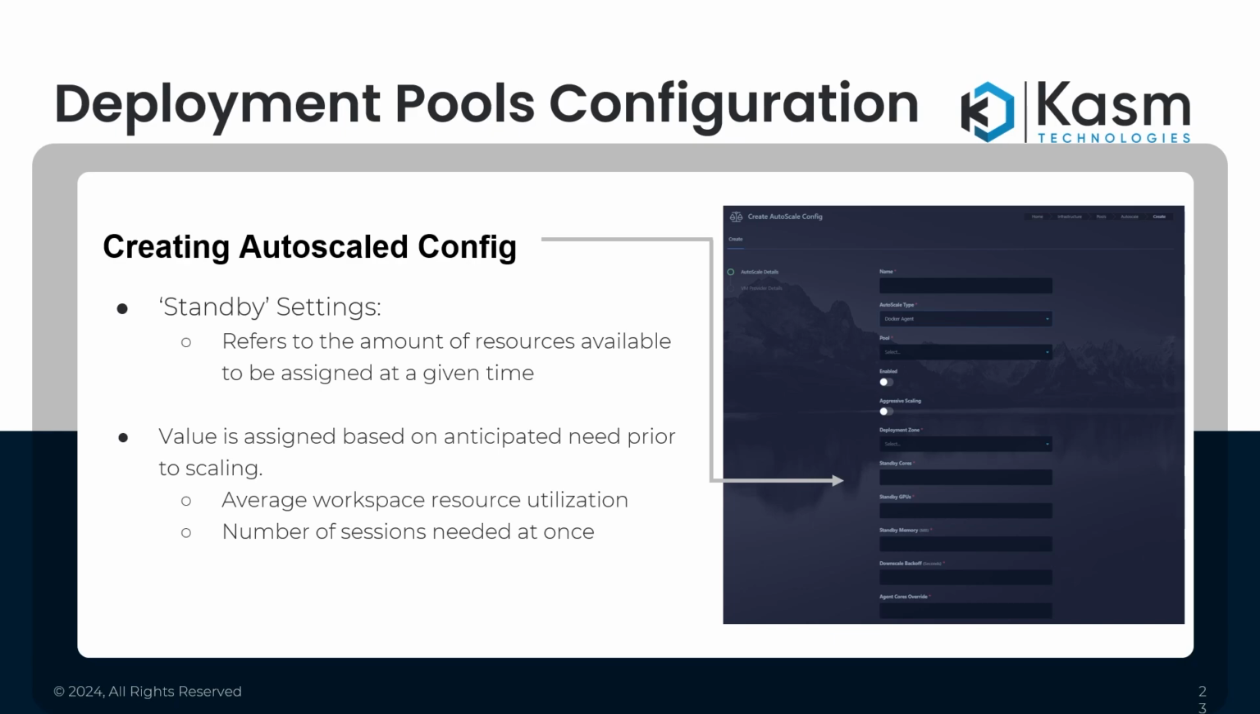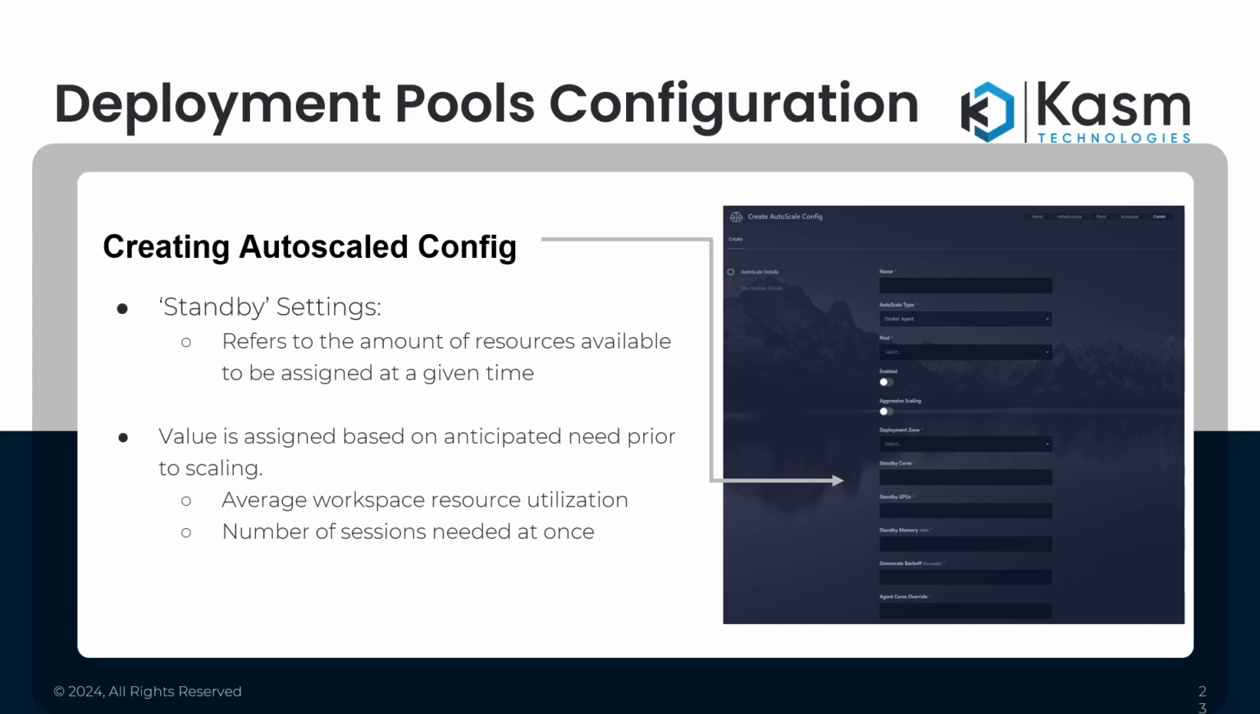The first type of setting is called the standby settings. This refers to the amount of resources that the system needs to keep always available at any given point of time. If the number of available resources falls below this value, new agents are created. If the number of resources rises above the value, existing agents are deleted accordingly.